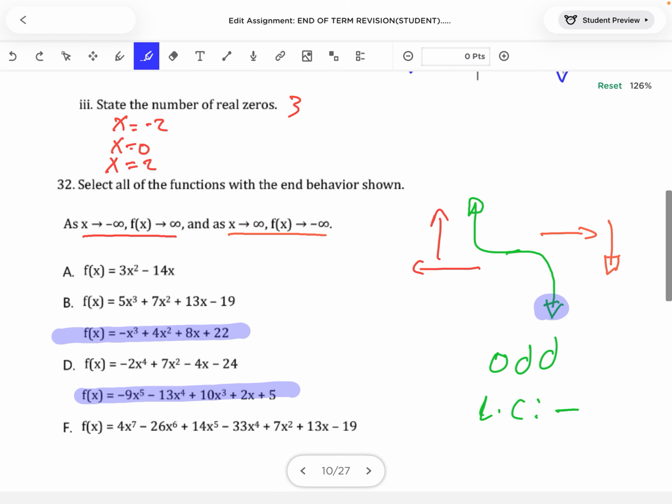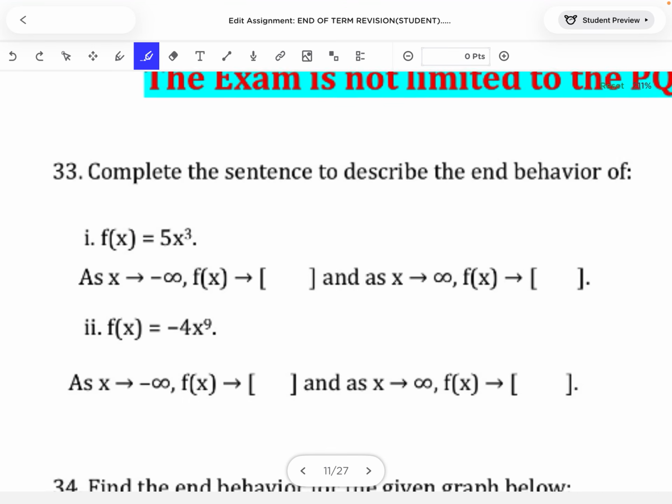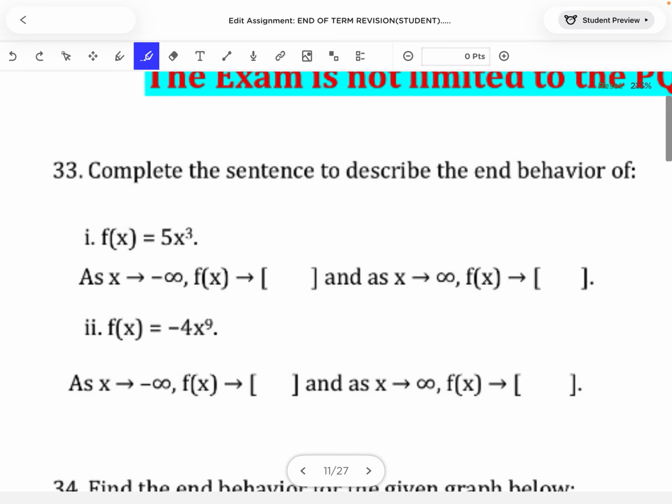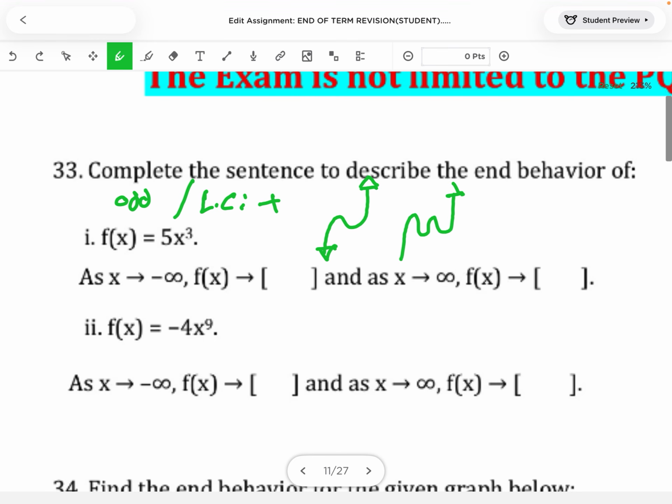Nice. Next. Same story. What is this? Odd. Nice. There is no need to write what I'm writing here. I'm writing just to let you know how the procedure is coming. When the leading coefficient is a positive number, so odd with positive, the graph will be somehow like this, or like this, it doesn't matter to me. I do care about this.